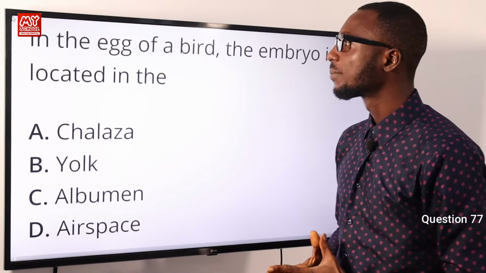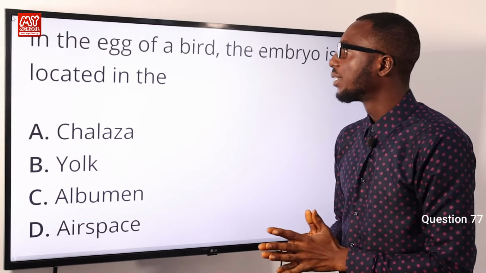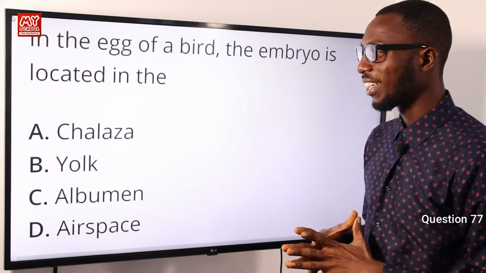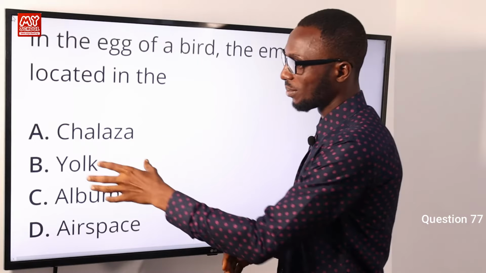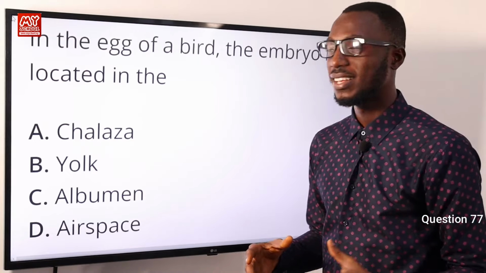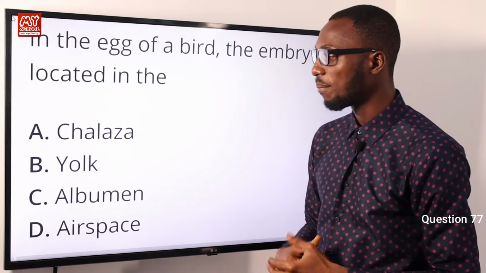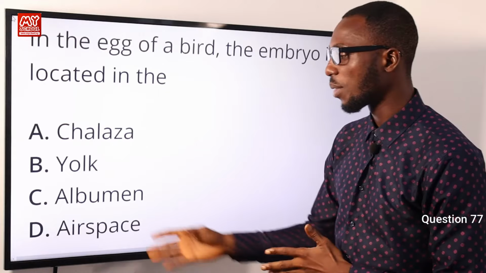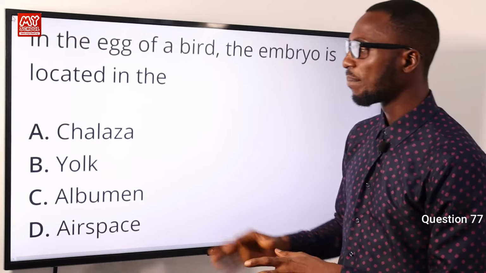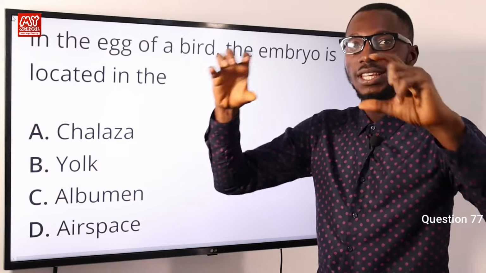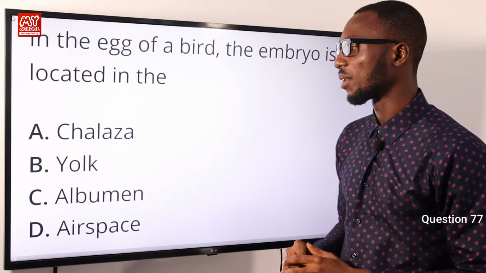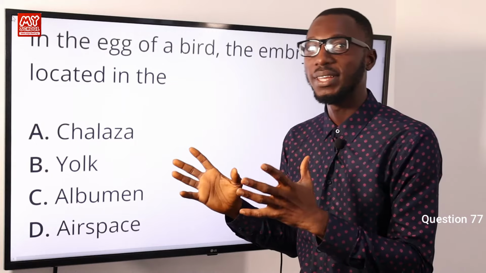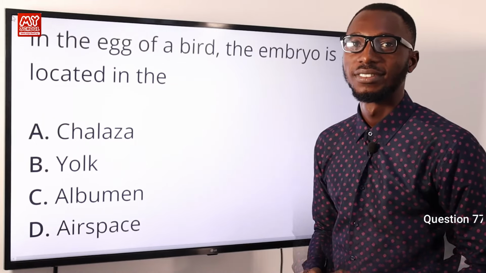Question 77. In the egg of a bird, the embryo is located in the where? So it's located in the yolk. The yolk supplies nourishment. Also, the albumen supplies protein for tissue development. We have the air space right there, and then we have the chalaza that holds the yolk in place. So the correct option to the question we are given is option B for yolk.